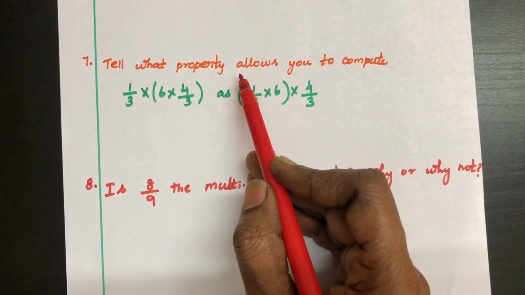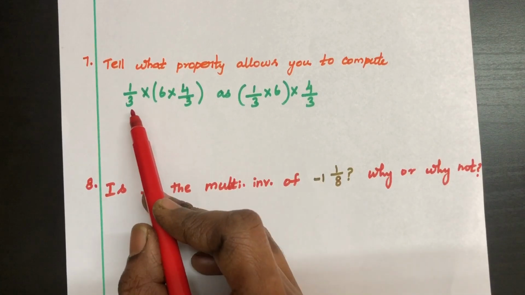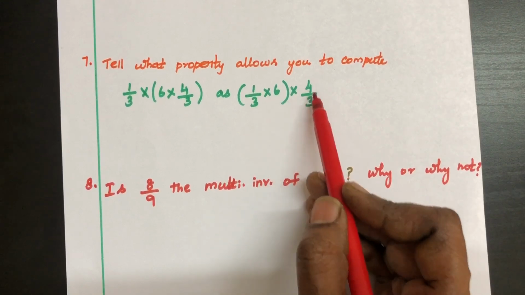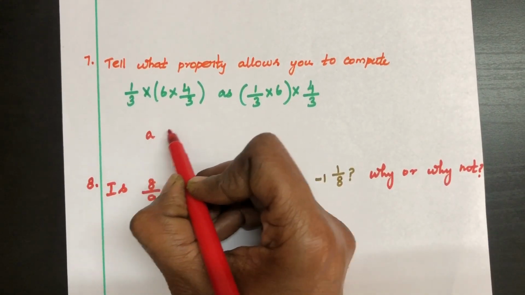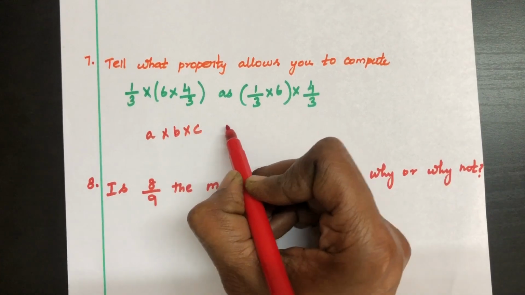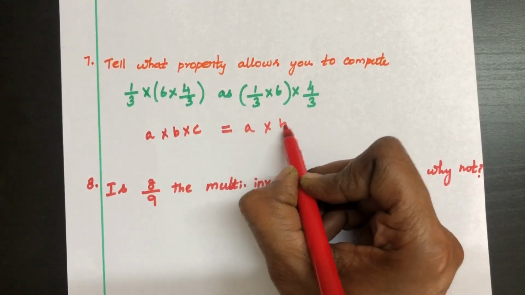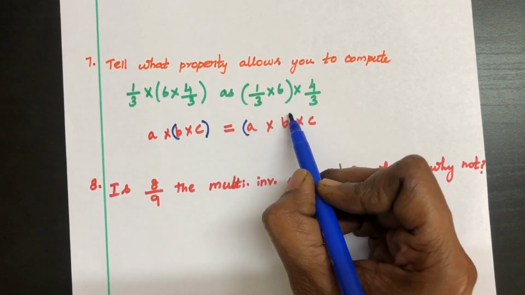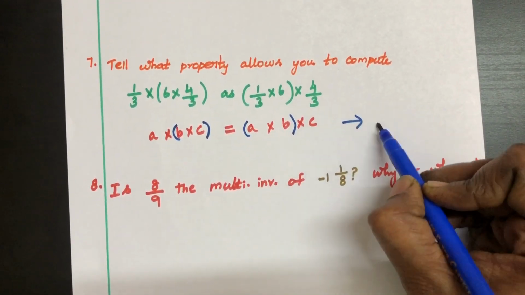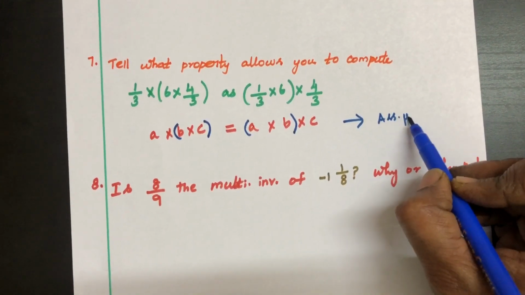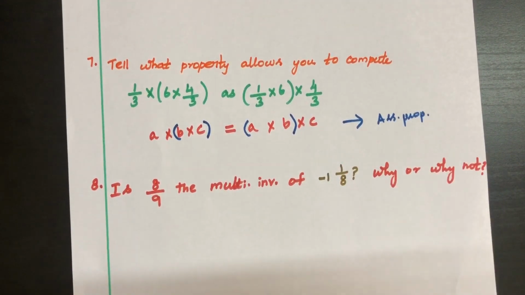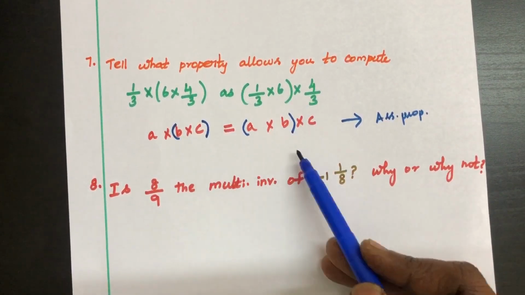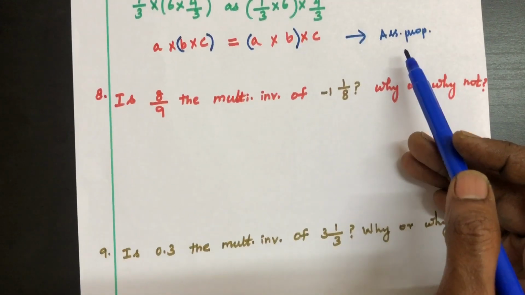Seventh question. Tell what property allows you to compute 1 by 3 into 6 into 4 by 3 as 1 by 3 into 6 into 4 by 3. By looking at it, we can easily tell, right? This is A into B into C, equal to A into B into C. Which property is it? They have put the bracket here, and now they have swapped the bracket here. This is the associative property of multiplication. Same thing, we can use this way or this way, both will give the same answer. The property is the associative property.